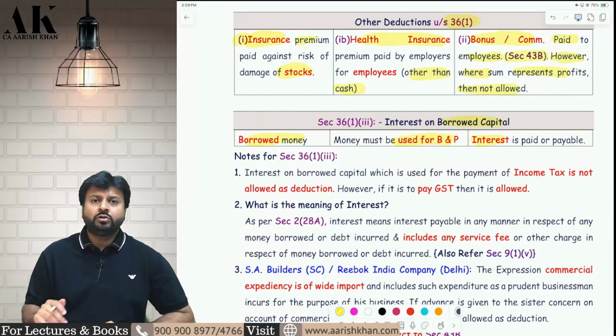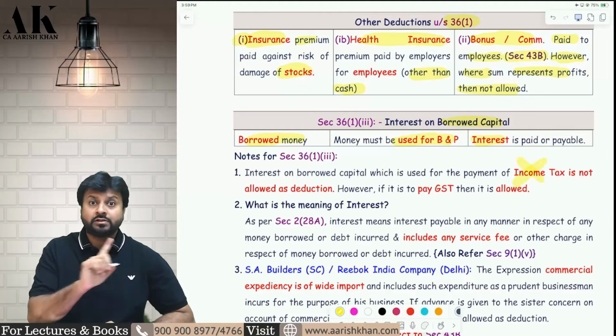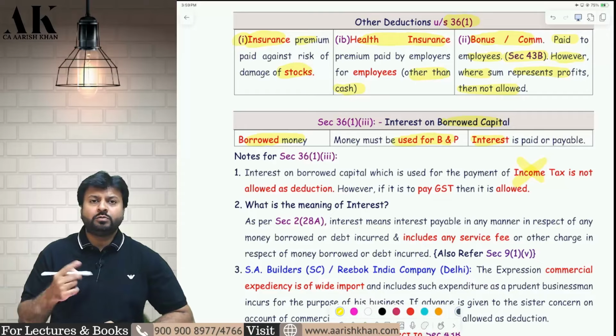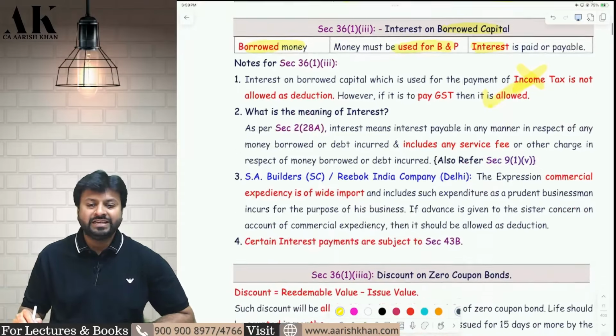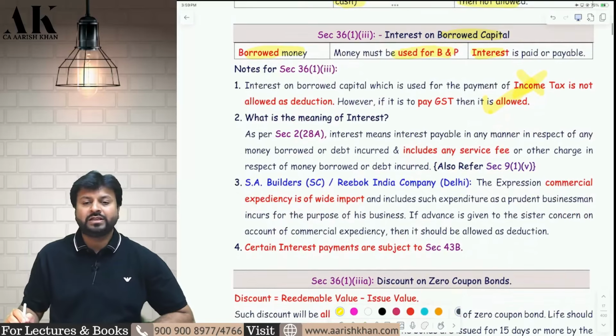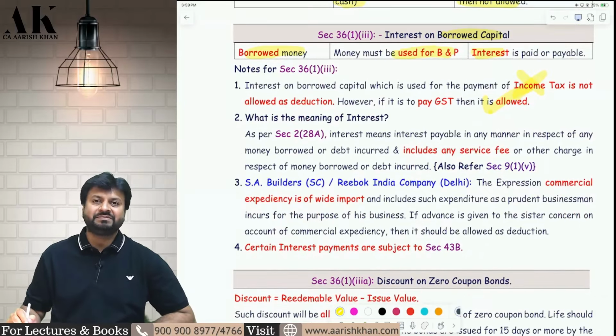Sir, what if I take a loan to pay income tax? Is it allowed? Not allowed. Income tax is a personal tax. If you take a loan to pay income tax, it is not allowed. Sir, what if I take a loan to pay GST? Is it allowed? Yes, it is allowed. GST is a business liability and therefore it is allowed. I hope it is clear to all of you. Is it clear?